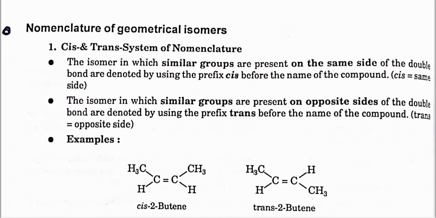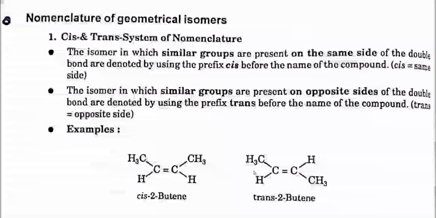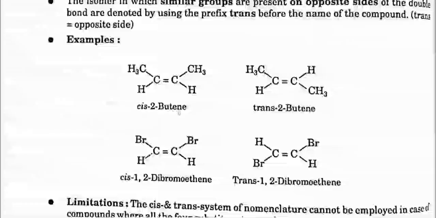Nomenclature of geometrical isomers. Cis and trans system of nomenclature. The isomer in which similar groups are present on the same side of a double bond is denoted by using the prefix cis before the name of the compound. Cis means same side. The isomer in which similar groups are present on opposite sides of the double bond is denoted by using the prefix trans before the name of the compound. Example: cis-2-butene, trans-2-butene.